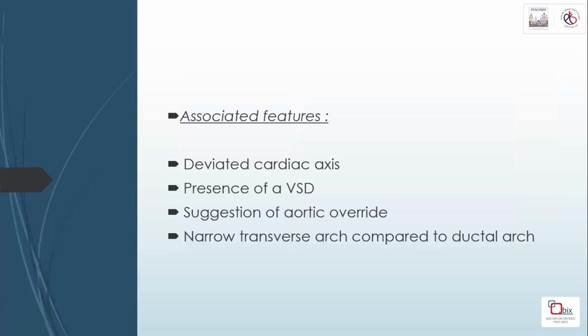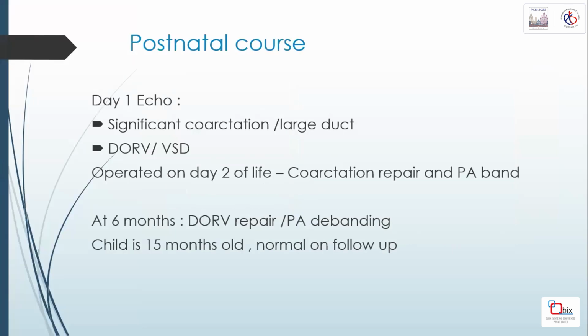And of course, to remember other things in this same fetus, there was a definite deviated cardiac axis, which points towards an outflow tract abnormality. There was definite VSD with an aortic override, and of course, a narrow transverse arch compared to the ductal arch. So this patient was delivered at Arch Center.